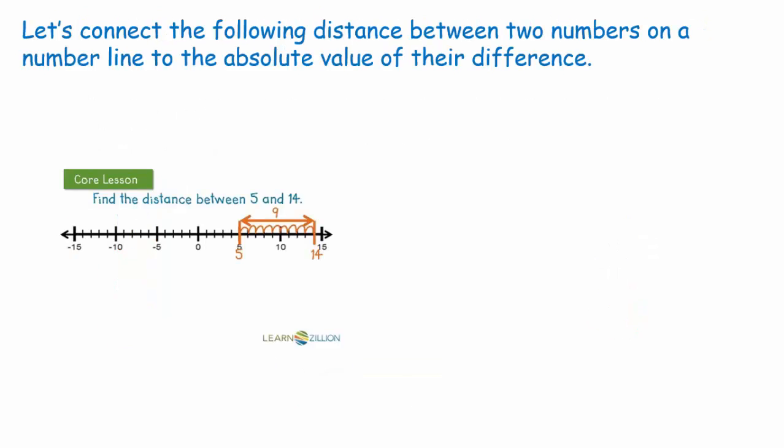Let's try one more together. Let's connect the following distance between two numbers on the number line to absolute value of their difference. So first of all, between 5 and 14, you can count. There's 9 units between, so the distance between 5 and 14 on the number line is 9. Let's take a look at the absolute value of 5 minus 14, and then the absolute value of 14 minus 5. The absolute value of the difference between the two given numbers.